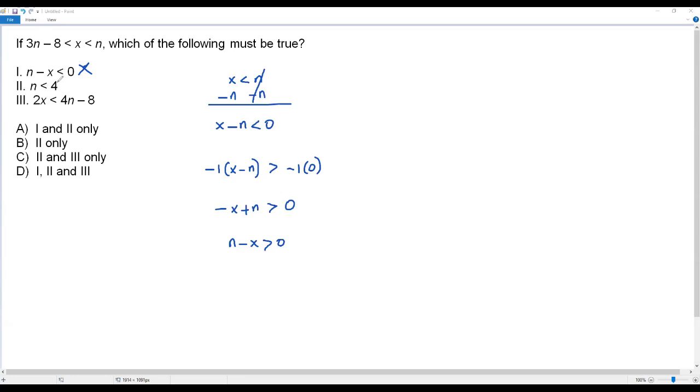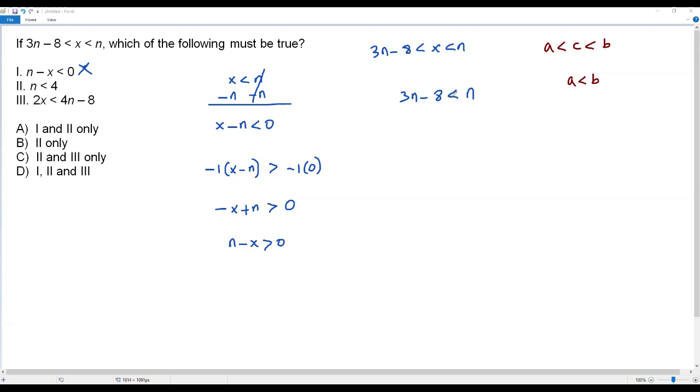Now let's verify whether the second statement, n < 4, is true or false. For that, I'm going to consider the given inequality as it is, that is 3n − 8 < x < n. Now let's consider a < c < b. By the transitive property, if a is less than c and c is less than b, then a must be less than b. We can use the same transitive property in our inequality. In our inequality, 3n − 8 is less than x and x is less than n. So by the transitive property, 3n − 8 must be less than n. Let me write that: 3n − 8 < n.